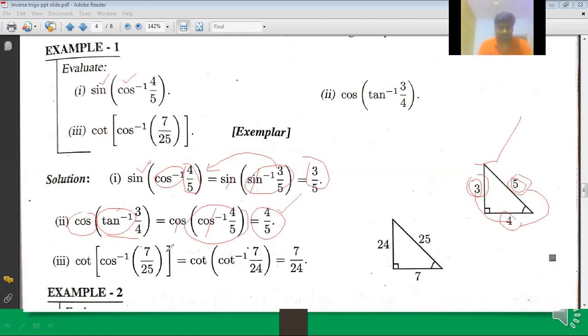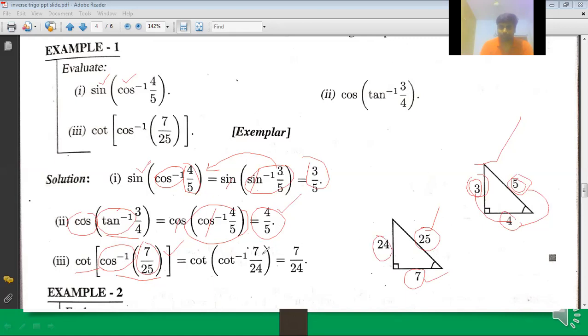Now let us look at this question, which is an exemplar. Cot of cos inverse of 7 by 25. What was there outside? Cot. Inside also we need to have cot inverse. That's why make a triangle there. Cos inverse of 7 by 25. Cos means adjacent by hypotenuse, 7 by 25. So 25 squared is 625, 625 minus 49, what will we get? 576. 576 is the square of 24.